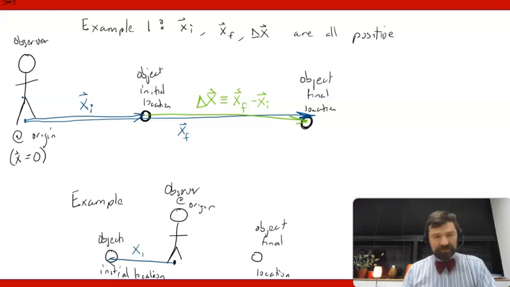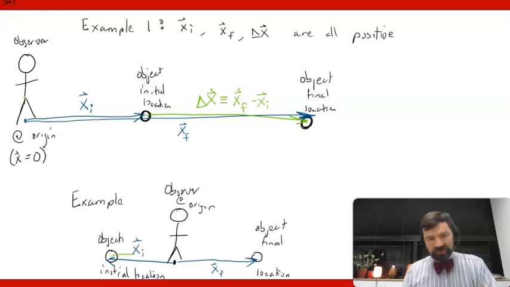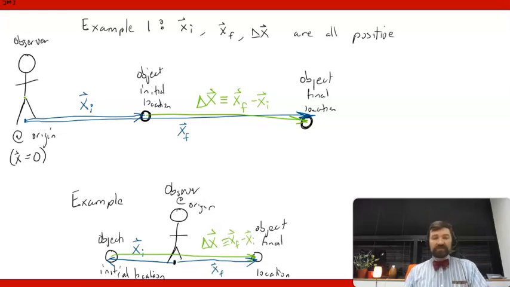If I wanted to do, again, positions and displacement, this arrow right here would represent my initial position. This arrow right here would represent my final position. And the arrow that connects from initial all the way to final would represent my displacement, delta x. And it's still final position minus initial position. This is still true.